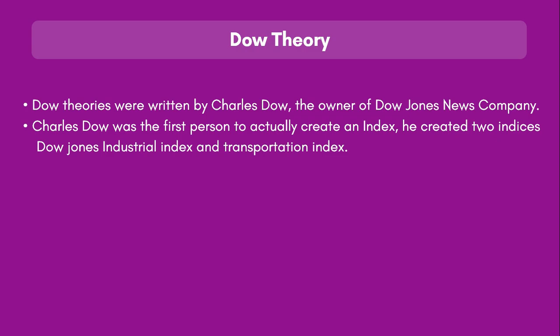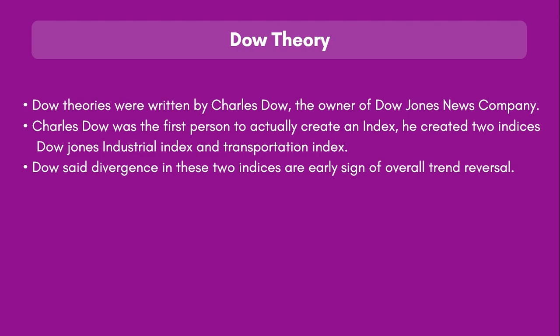Dow said divergence in these two indices are the early sign of overall trend reversal. Now it is very obvious that if the demand for goods is more, industries would perform well, and if the industries are producing more goods, they will be transported more often. That means if industries are growing up, the transportation of that particular economy will also go up. That means industrial index and transportational index in a growing economy will move positive together. Similarly, during recessions, goods or consumption will reduce, because of which industries will perform poor, and because of which goods will be produced less and they will be supplied less.